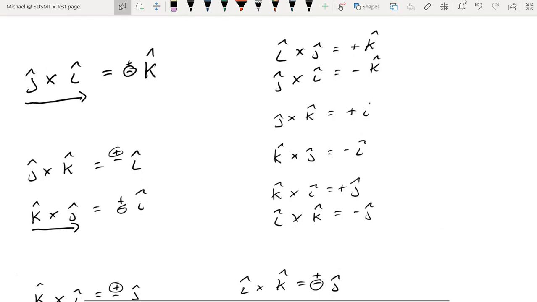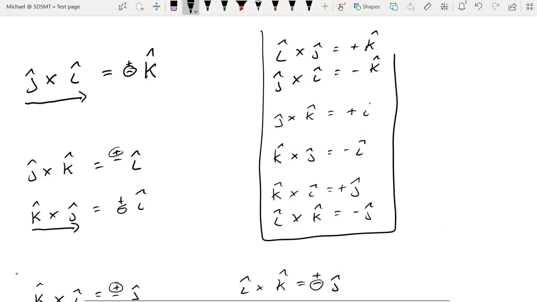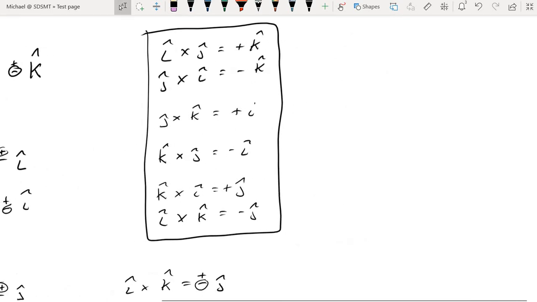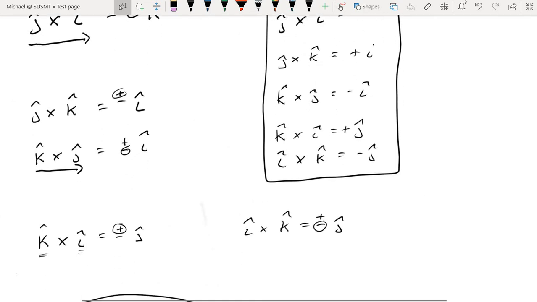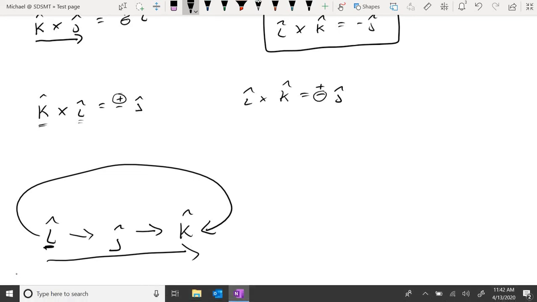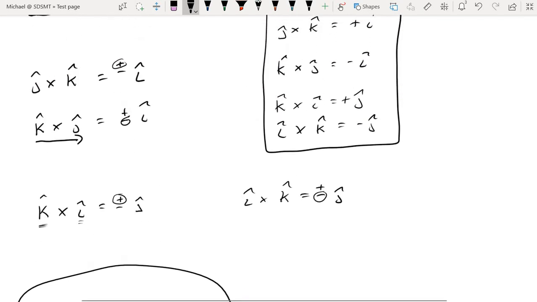So there are the 6 possible combinations that we can have for the outcomes of cross products using the respective IJK components. You do not have to memorize these because I think it's a pretty straightforward idea that if you can follow the alphabet, you know what your cross product is going to result in. And if you go against the alphabet, you're going to get a negative.